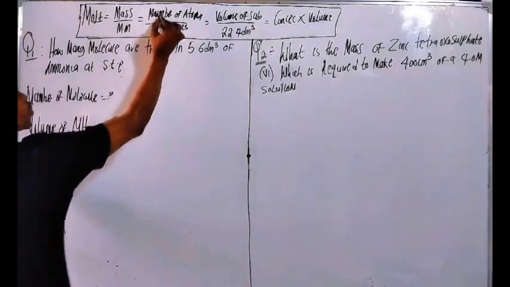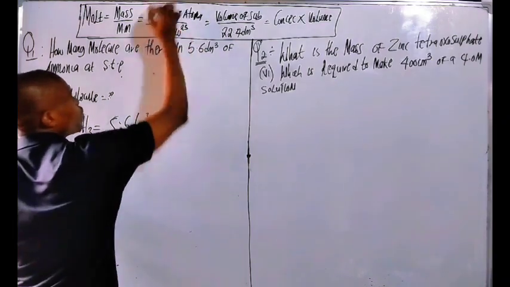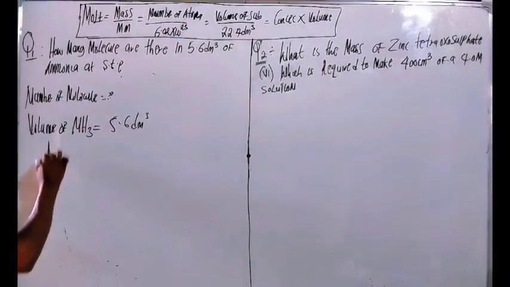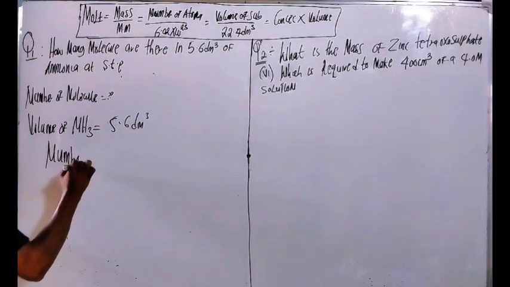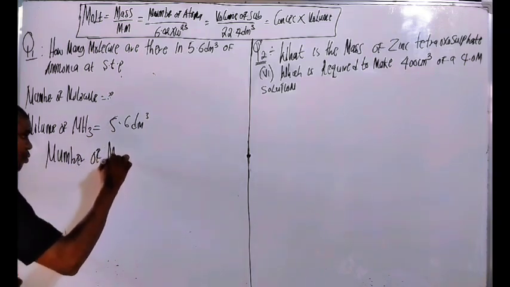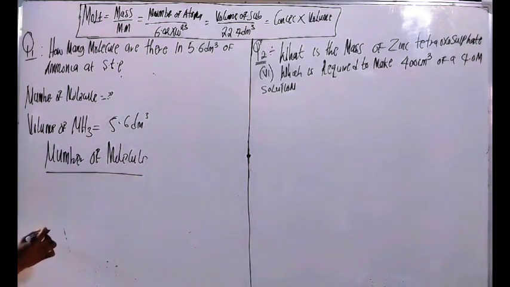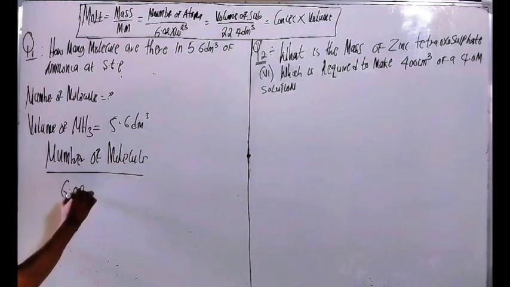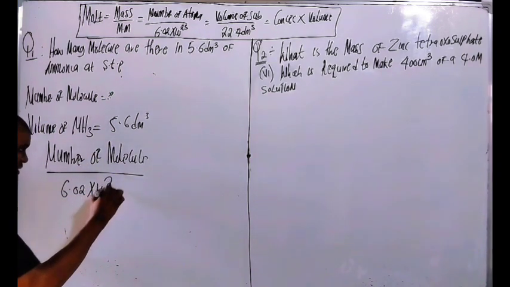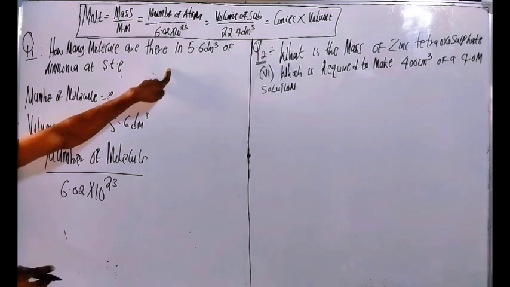So it is saying that we are going to use this one here because number of molecules is here. So it is going to be number of molecules over 6.02 exponential 23, which is called the Avogadro's constant, right?